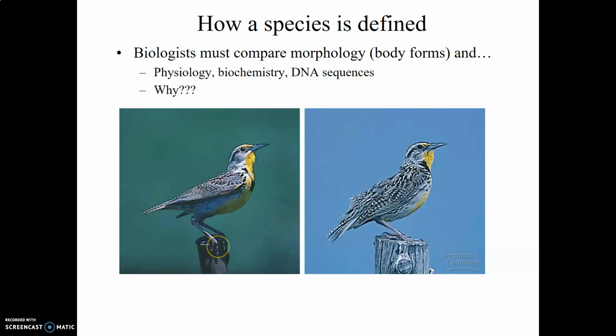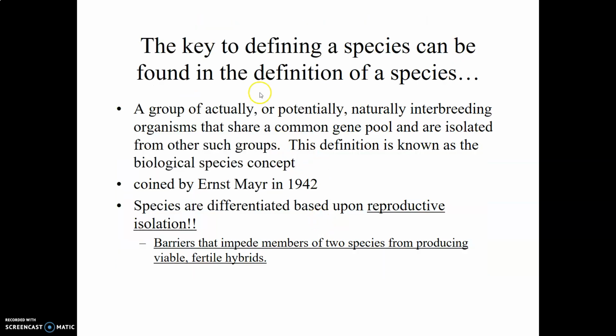What isolates the eastern and western meadowlark is not literally some sort of physical barrier, but a barrier that's put up because eastern meadowlarks' songs only tend to attract other eastern meadowlarks for mating. Now, the key to defining these species is found in this definition of species. So let's revisit this: a group of actually or potentially naturally interbreeding organisms that share a common gene pool that are isolated from other such groups. As I mentioned earlier, this definition is known as the biological species concept, coined in 1942 by biologist Ernst Mayr.